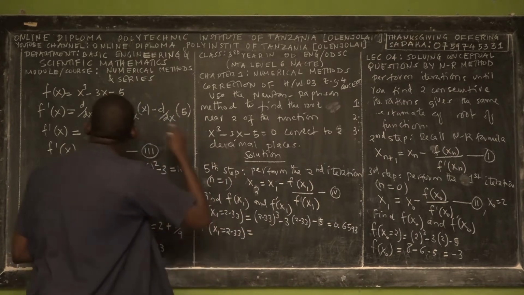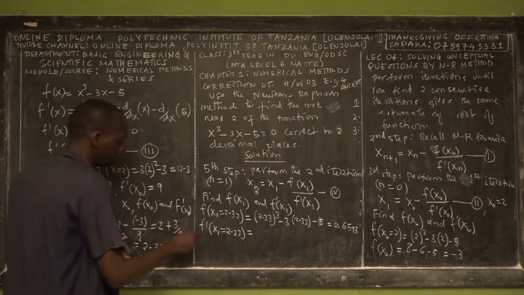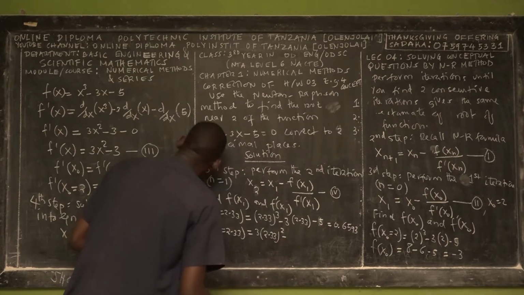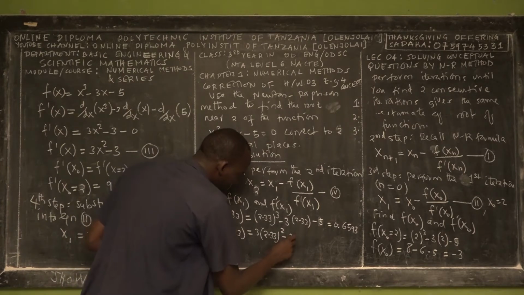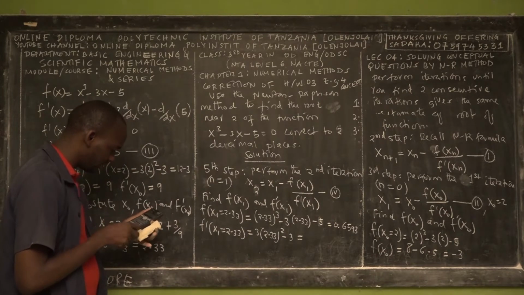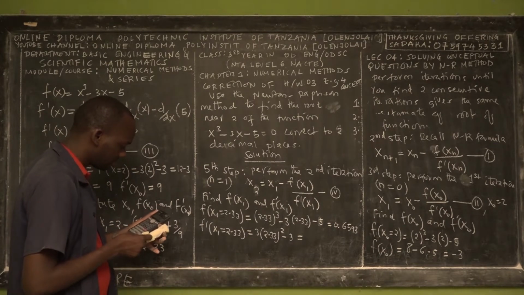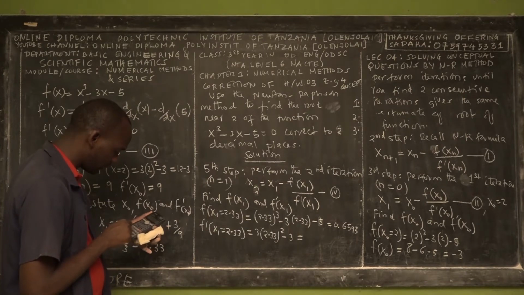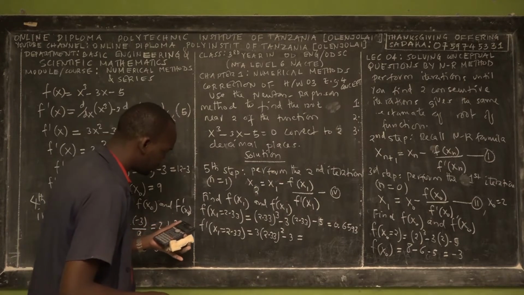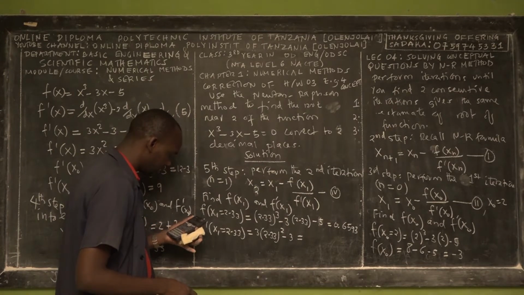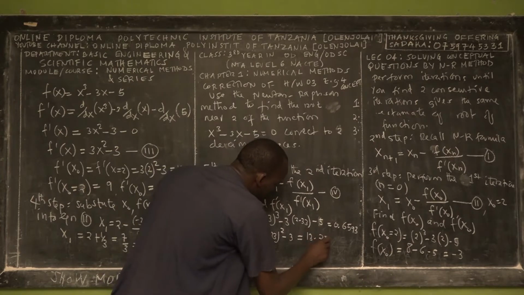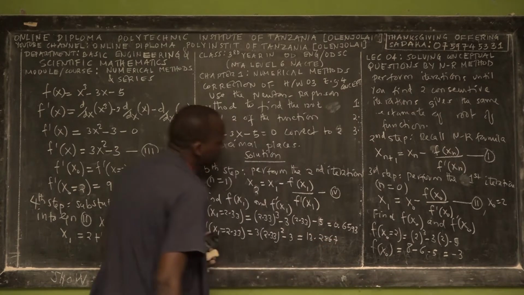Then we have to find f dash of x1, which is 2.33. What is x1? It's equation 3. So we have 3 times 2.33 squared minus 3. Use your scientific calculator: you have 2.33, then you square it, multiply with 3, then minus 3. So you get 13.2867.